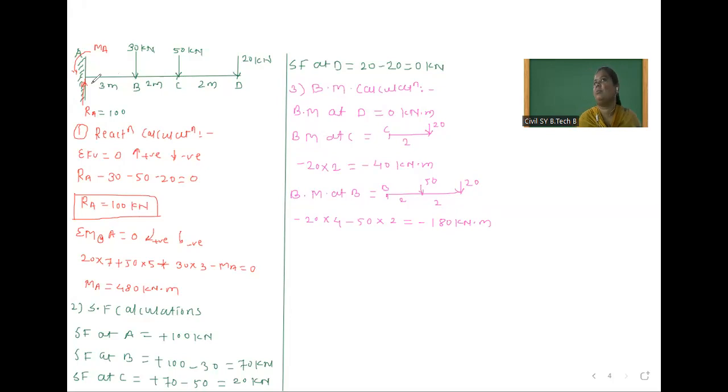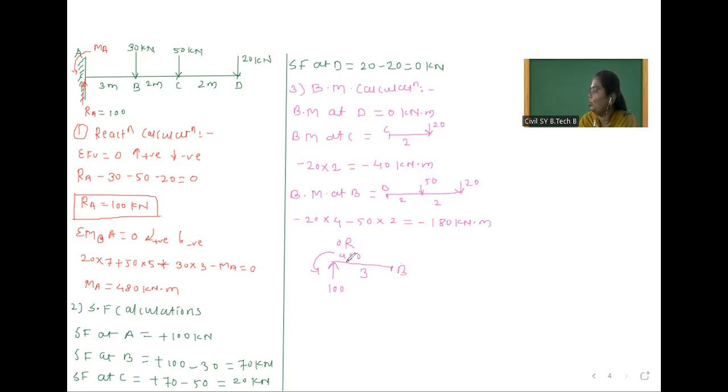Okay, we will check from the left side, to see whether we get the same answer. Here at A point a 100 kilonewton load is applied. This is our B point. This distance is 3 meter. And at A point, one downward moment is there, and the intensity of the moment is how much? 480. Okay, 480. So we are calculating at B.